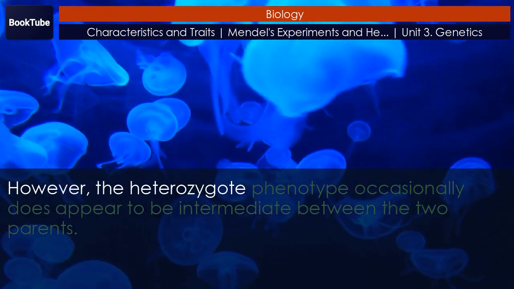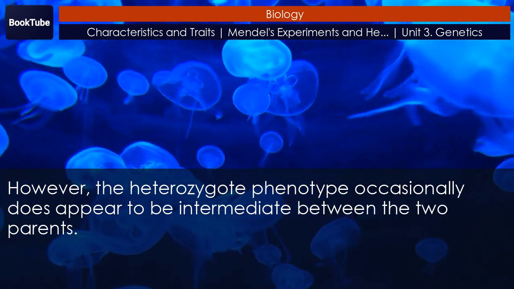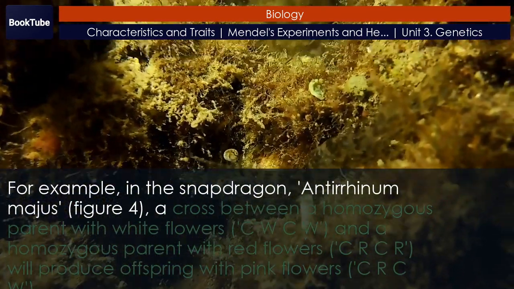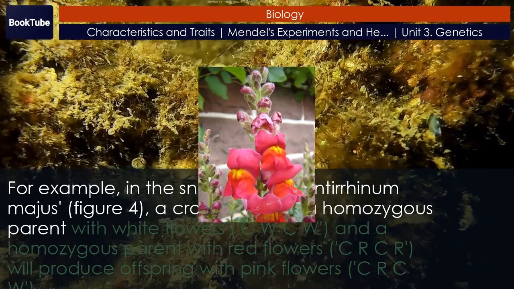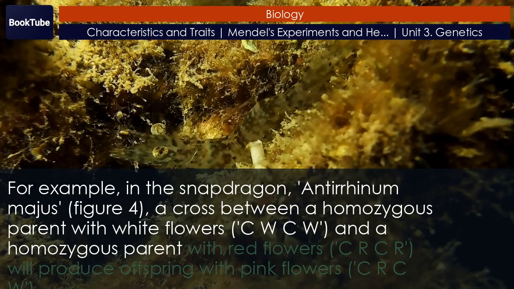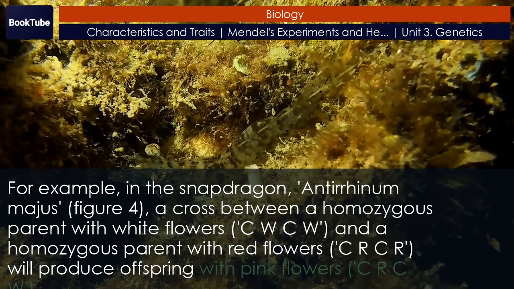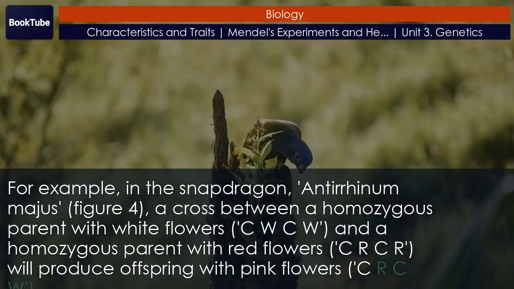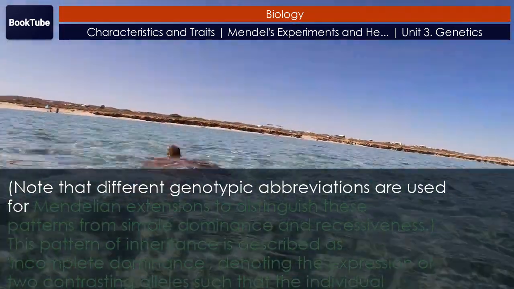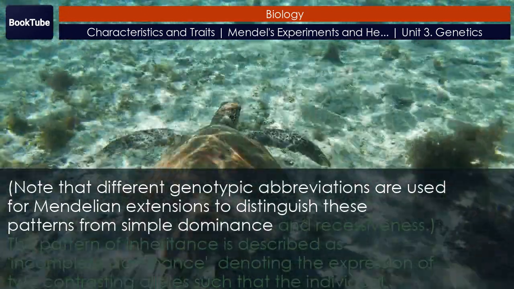However, the heterozygote phenotype occasionally does appear to be intermediate between the two parents. For example, in the snapdragon, Antirrhinum majus. Figure 4. A cross between a homozygous parent with white flowers, CWCW, and a homozygous parent with red flowers, CRCR, will produce offspring with pink flowers, CRCW. Note that different genotypic abbreviations are used for Mendelian extensions to distinguish these patterns from simple dominance and recessiveness.